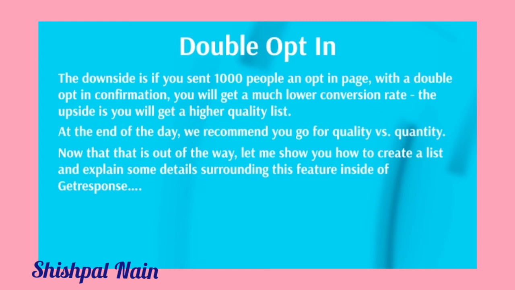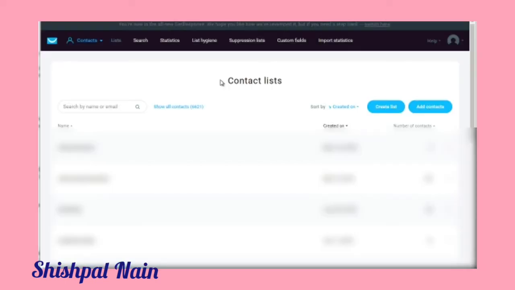So now that that is out of the way and we've talked about the fundamentals and some advanced strategies, let me show you how to create a list within GetResponse and explain some details surrounding this feature inside of GetResponse. Okay, so as far as creating a list, it's actually very, very easy to do once you understand how everything is laid out. So even though it might take me about 5 or so minutes to teach you, once you get a hang of this and once you start creating a list after list after list, it'll actually be easy.